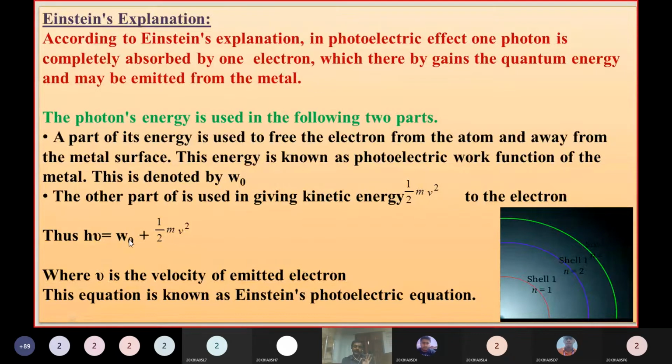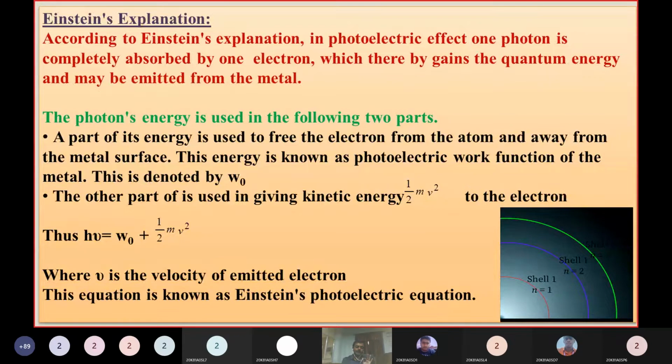So this W naught is the work function, which is nothing but the minimum energy required to eject the electrons from the metal surface. If you give less energy than the work function, the electron does not eject from the metal surface. If the photon energy is greater than or equal to W naught, then only the electron will be ejected. If h nu is less than or equal to W naught, the electron does not eject from the metal surface.